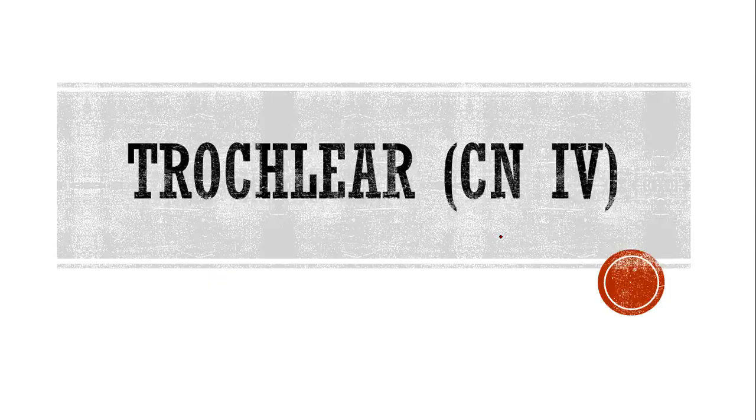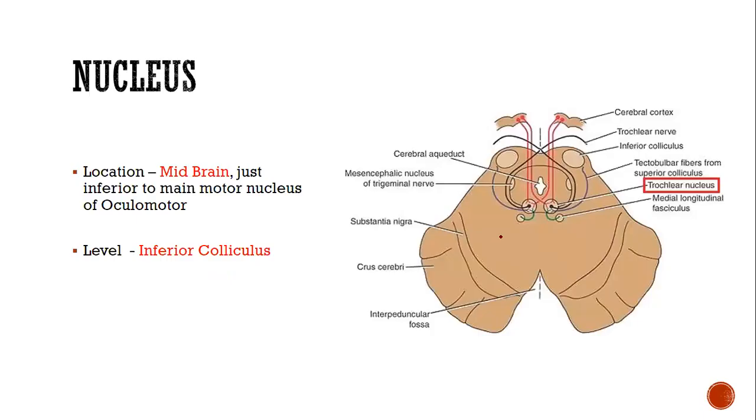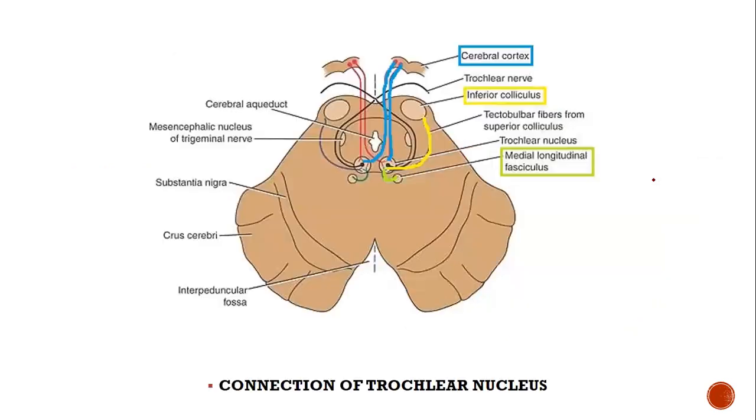Next, we talk about the trochlear nerve, which is cranial nerve number four. Cranial nerve number four is also exclusively a motor nerve, which is going to move the eyeball by supplying one muscle, which we'll talk about later. Now, when we talk about the nucleus of the trochlear nerve, it is present exactly at the level of the midbrain again, but at the level of the inferior colliculus. So you can clearly see the nucleus of the trochlear nerve right here. That's the motor nucleus of the trochlear nerve, present at the level of the inferior colliculus of the midbrain.